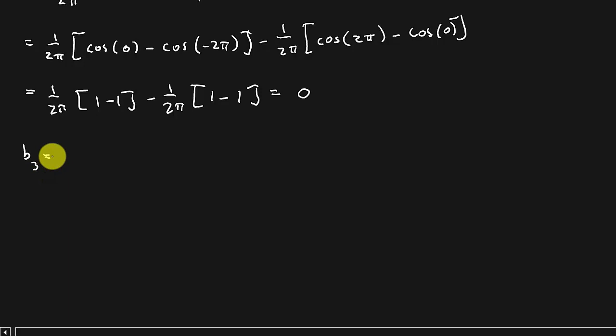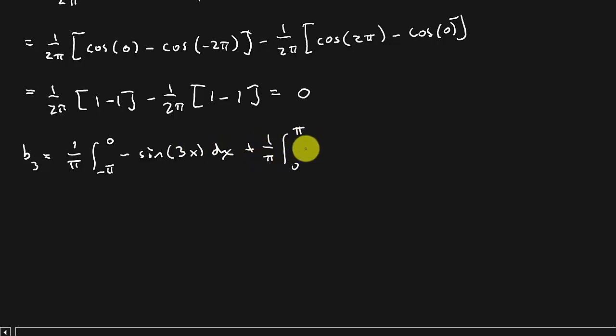All right, so B3, that's going to be 1 over 2 pi. I'm sorry, 1 over pi times the integral from negative pi to 0. So our function is negative 1 times sine 3x dx, plus 1 over pi times the integral from 0 to pi. And our function is 1. Remember, it's f of x times sine. So in this case, from 0 to pi, f of x is 1 times sine 3x dx.